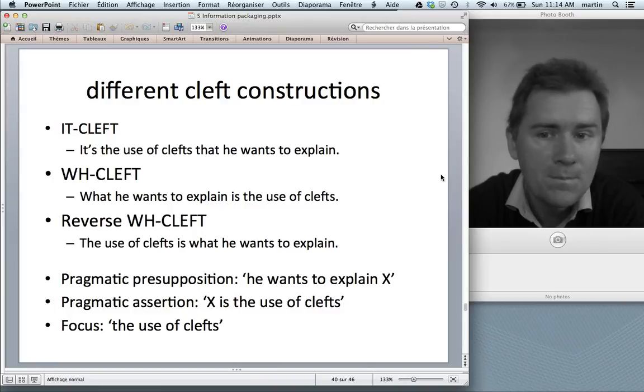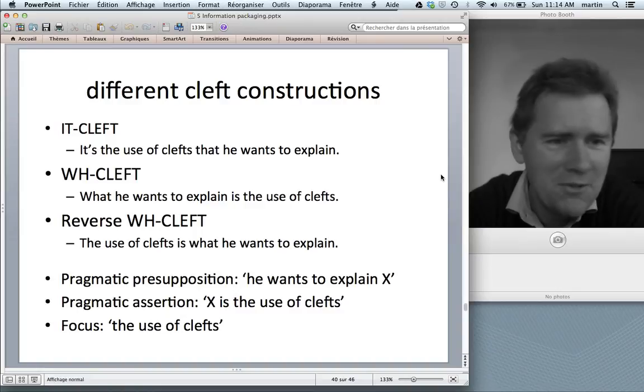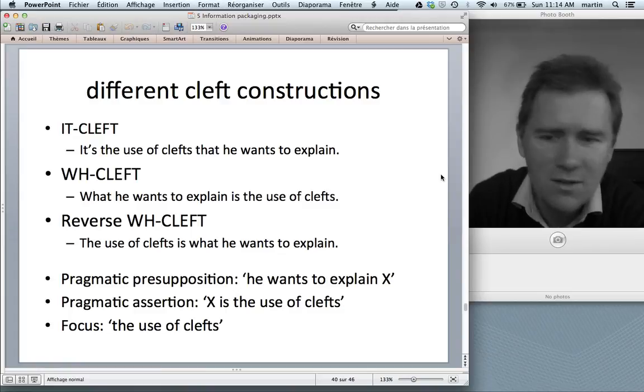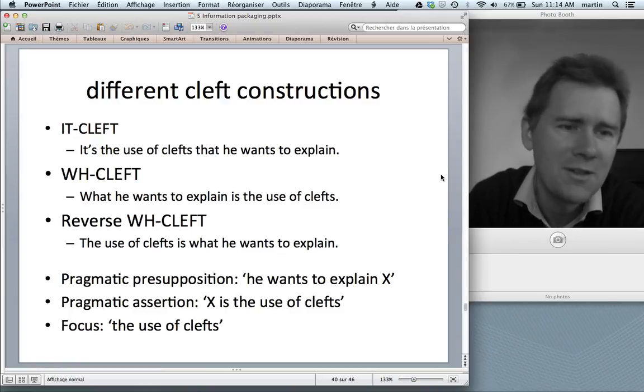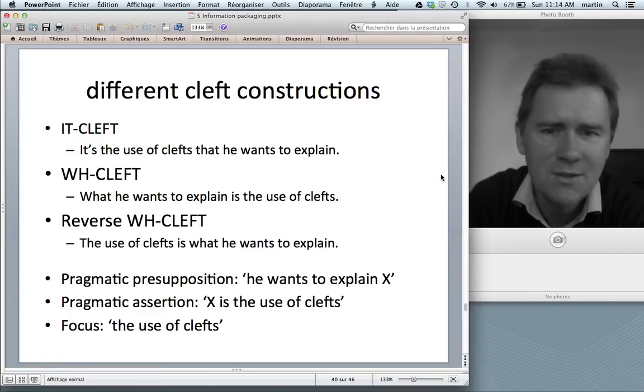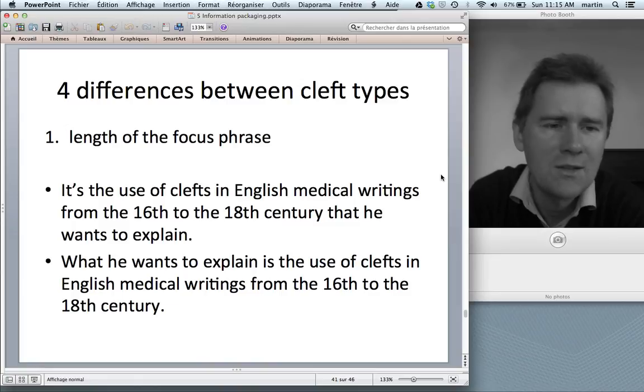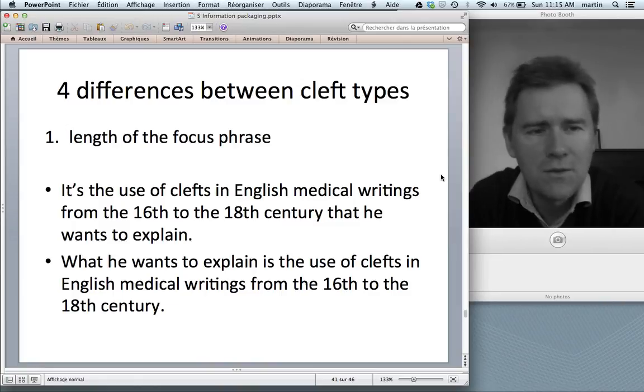same. Which raises the question, okay, if they are the same, why do we need three types of cleft? What are the differences? Is there a functional motivation for having all three of them? In short, yes, there are explanations. And four differences I would like to present to you in the last part of this video. So a first difference between different cleft types.